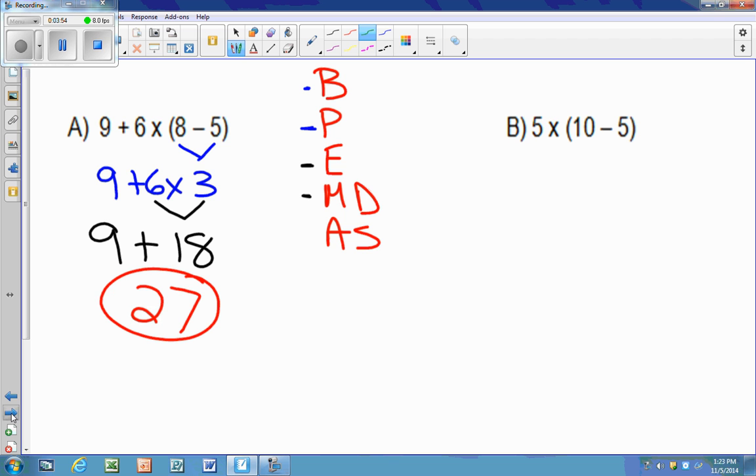So I'm going to look at the one on the other side, letter B, and I look at here, there once again is no brackets, I'm starting at the letter B, and now I look for the letter P. There are parentheses right here, and inside the parentheses is 10 minus 5, which is 5, and I bring down anything I have not used, which then leaves me with a simple 5 times 5, and the answer is 25.